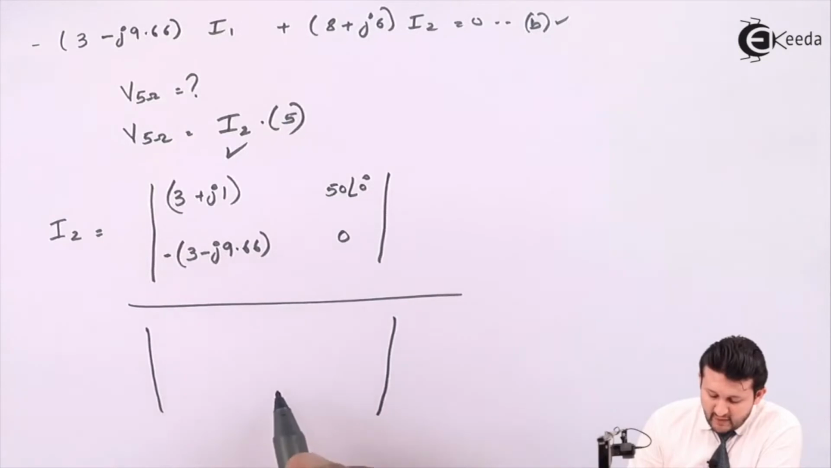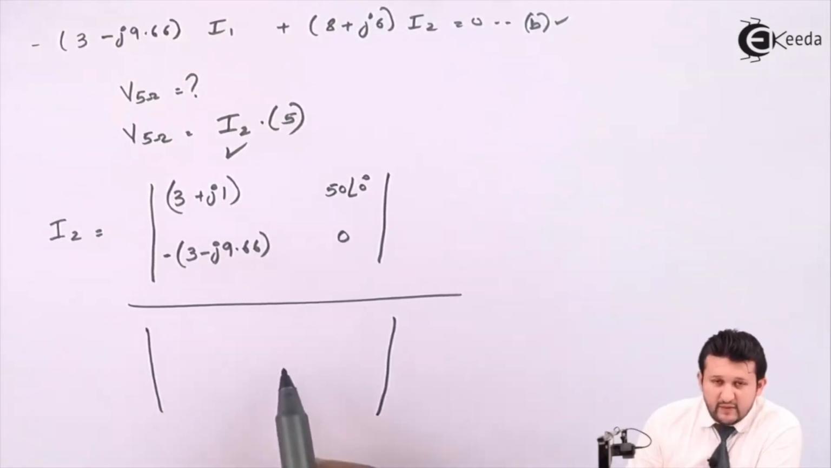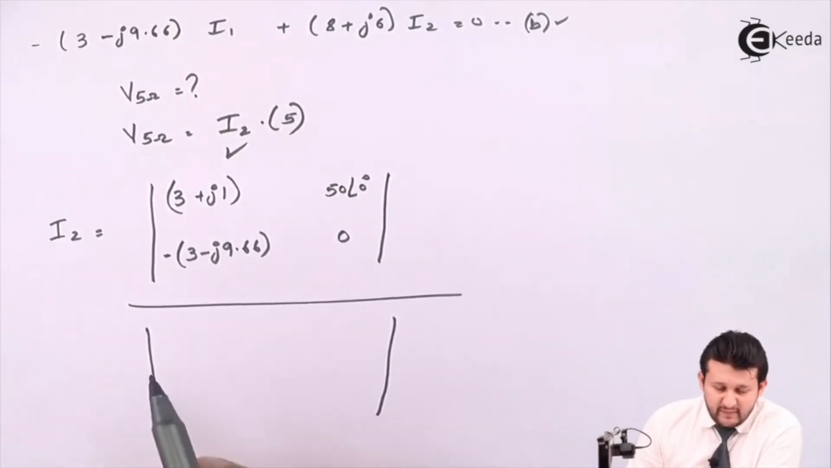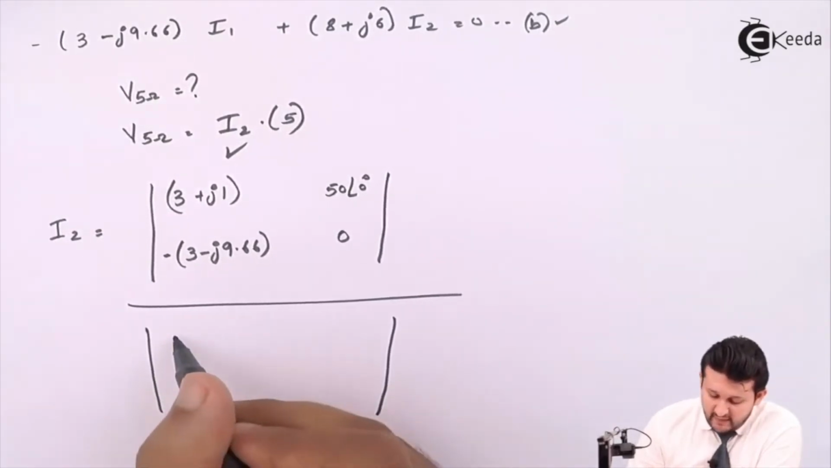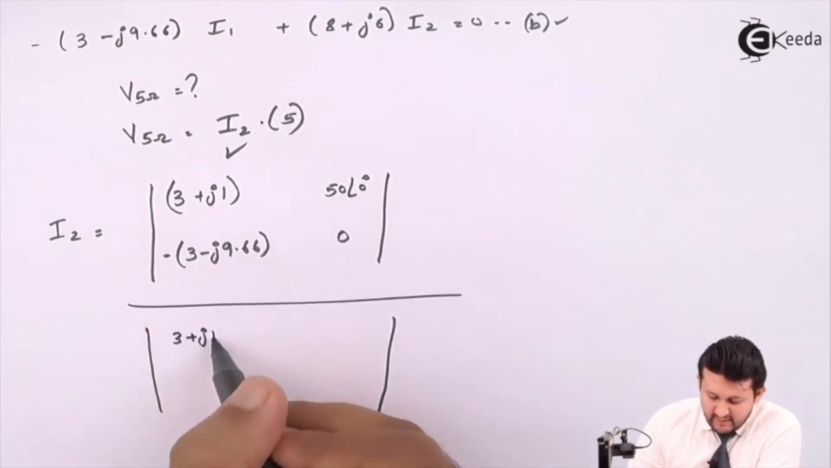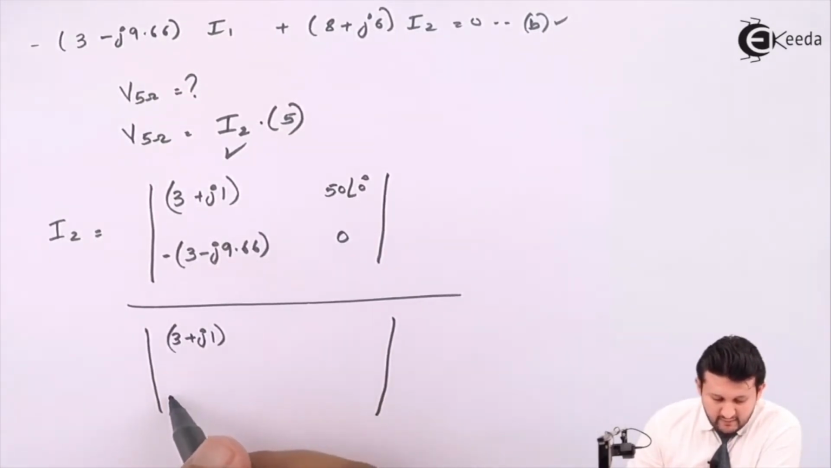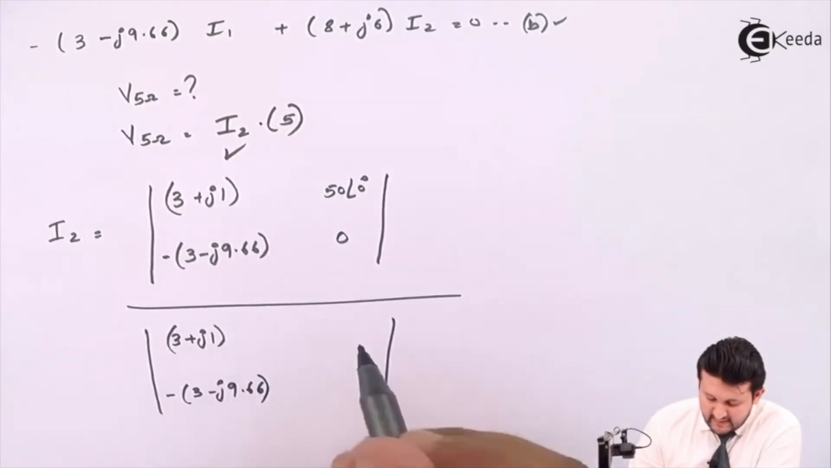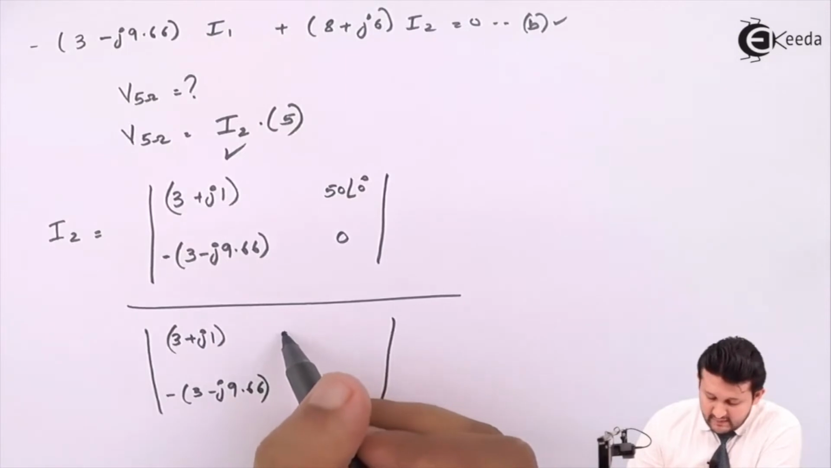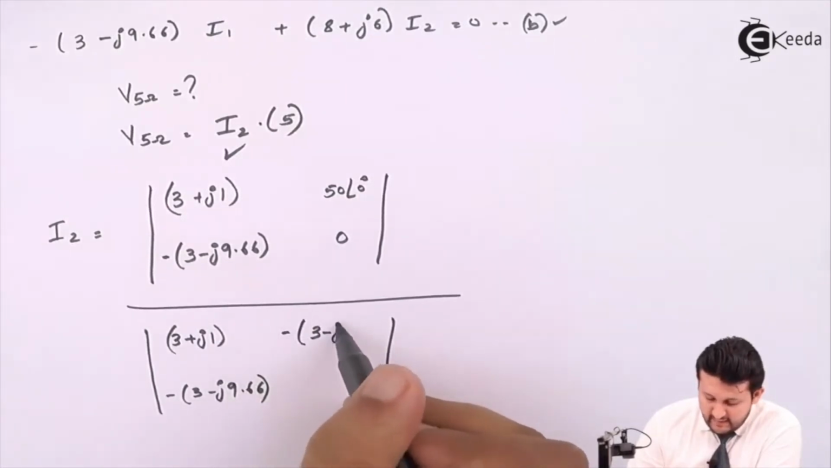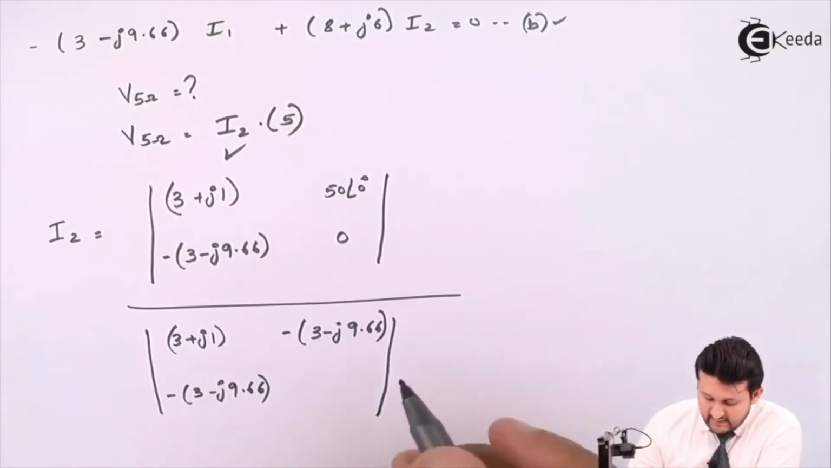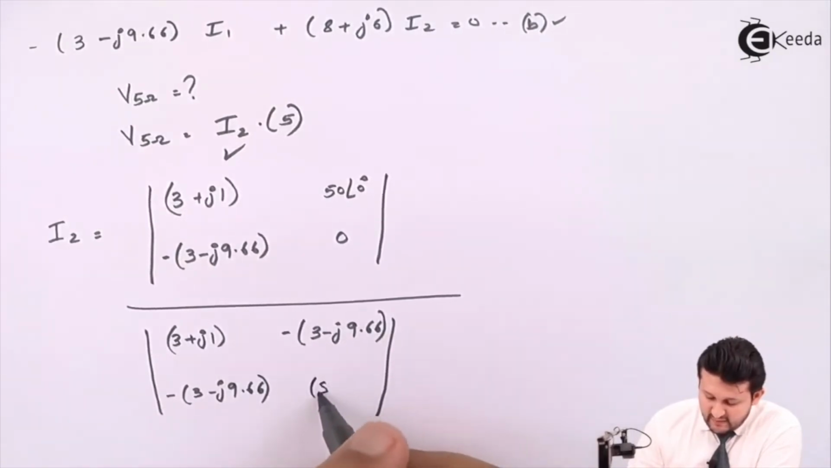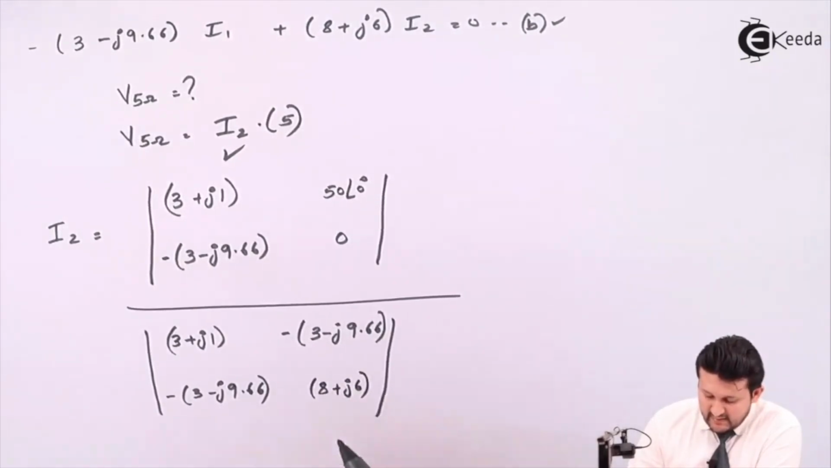Again, in the denominator there should be only coefficients of I1, I2 from equation number 1 and 2. So let's observe in equation number 1, the coefficient of I1 was 3 plus J1. Again I1 was minus 3 minus J9.66. Coefficient of I2 was minus bracket 3 minus J9.66. Coefficient of I2 in the second equation was 8 plus J6. Simplify this equation by using a scientific calculator.